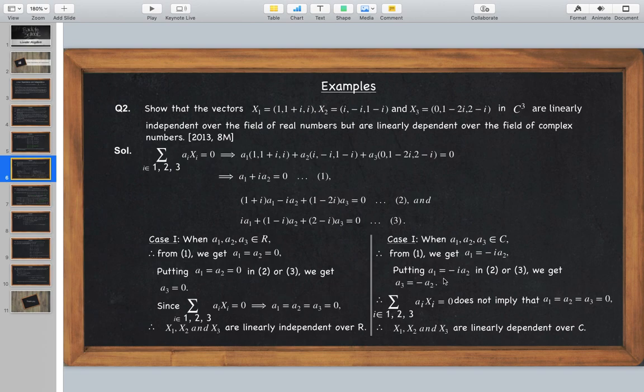But here we don't get such a relation. Instead we get a relationship between these three coefficients. So we say for this case that summation ai xi equals 0 does not imply that all three coefficients are 0. Therefore x1, x2 and x3 are linearly dependent over C. Or in other words, we can write any of these vectors as a linear combination of the other two vectors.